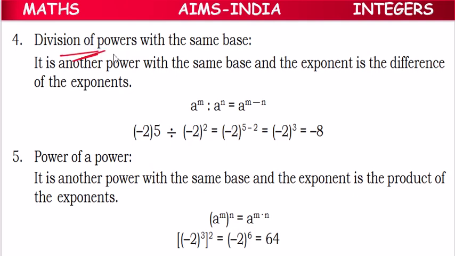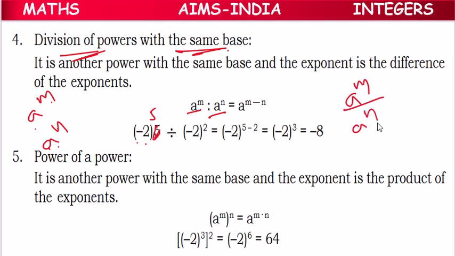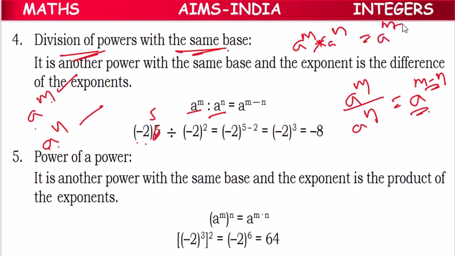Next. Division of powers with the same base. If a power m is a power with base a, and a power n is a power with base a, then a power m by a power n is also a power with base a, where the power is the difference of the two powers. In the case of multiplication, it is the sum of the two powers. In the case of division, it is the difference of the two powers.